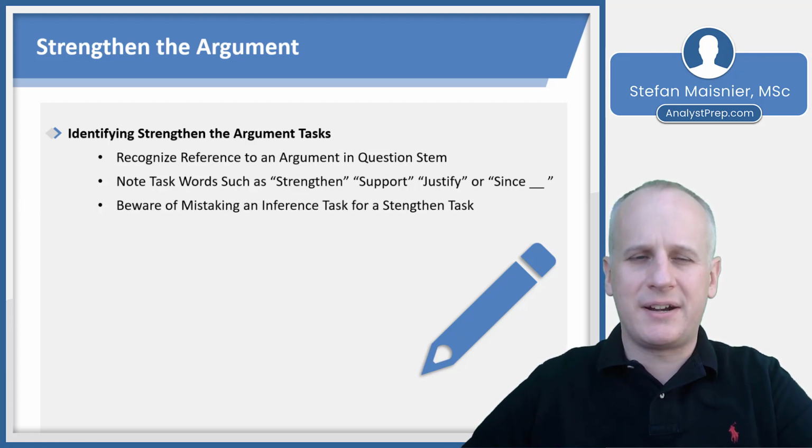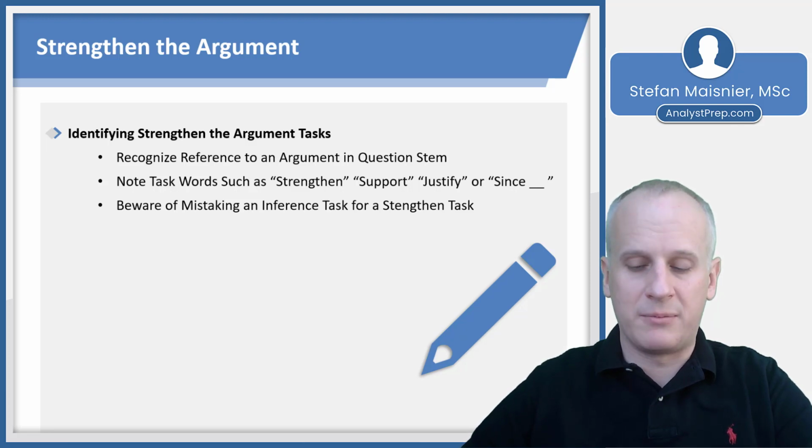And you have to be careful with strengthen the argument tasks because you can potentially mistake them for an inference task if you're simply looking for the word support. So the word support has to, for a strengthen task, indicate that you're seeking an answer choice to support your prompt. If your prompt is intended to support a choice, that is not a strengthen the argument task. That is instead going to be an inference task. Only when support means a choice supports the paragraph or prompt or argument or conclusion is your question going to have a strengthen the argument task.